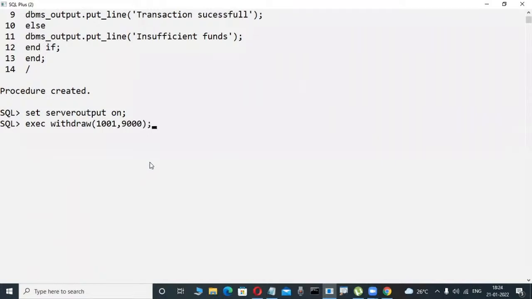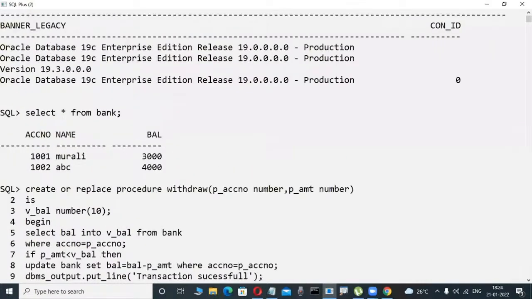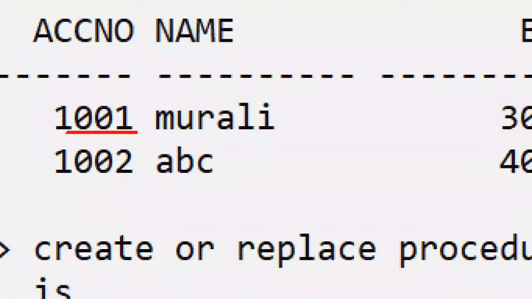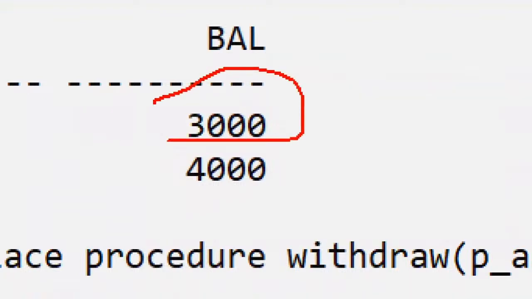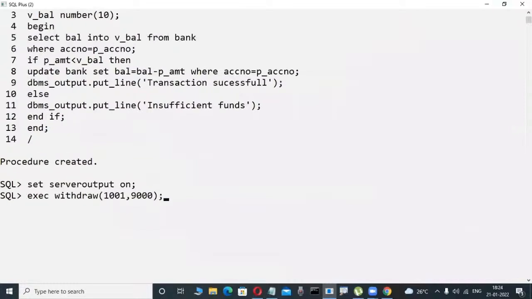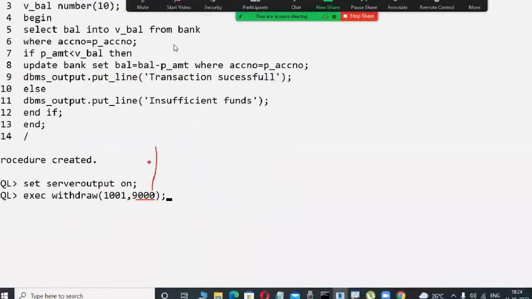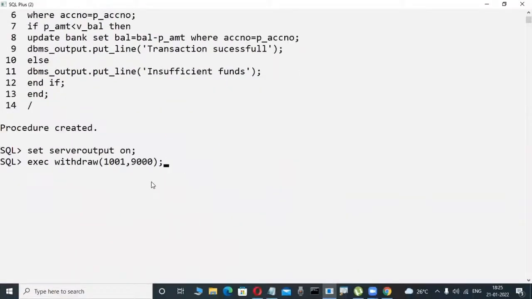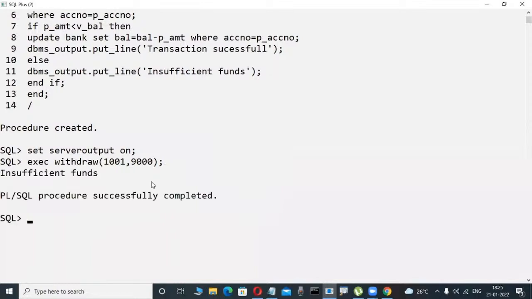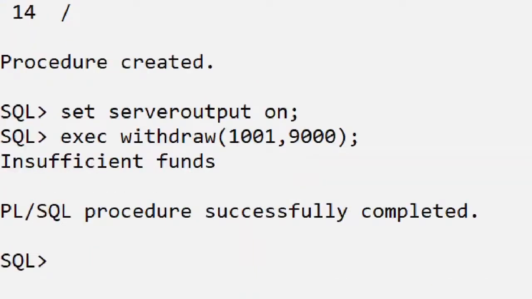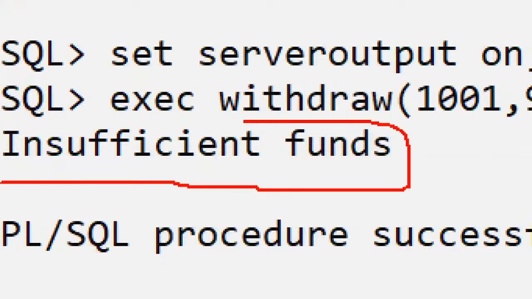Observe here. My account number in this table, slowly observe it, scenario, logic: 1001 is my account number, Murali is my name only. Now my balance is how much? 3,000. In my table, 3,000 is the current balance. Now, my account number 1001, but I try to withdraw how much amount? 9,000, because this program I'm writing only, don't worry. Whenever I try to withdraw 9,000, is it possible? No. So now here it will give a message, insufficient funds.